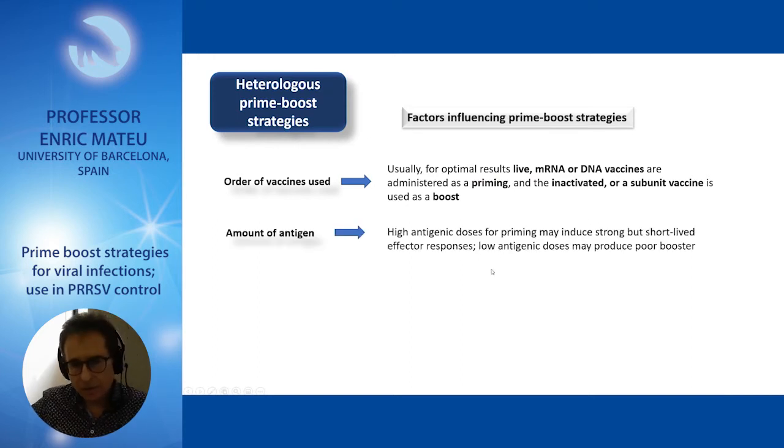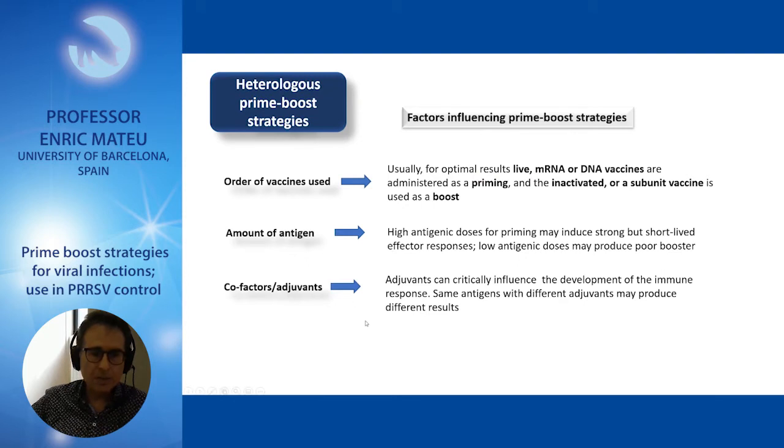The second is the amount of antigen. For example, very high antigenic doses for priming may result in a strong response, but of short duration. In contrast, low antigenic doses may produce a poor booster. So again, it's a matter of balancing the amount of antigen and the order of the vaccines. The third element is the use of adjuvants or other cofactors, because adjuvants are substances that can critically influence the development of the immune response. The same antigens with different adjuvants may produce different results.